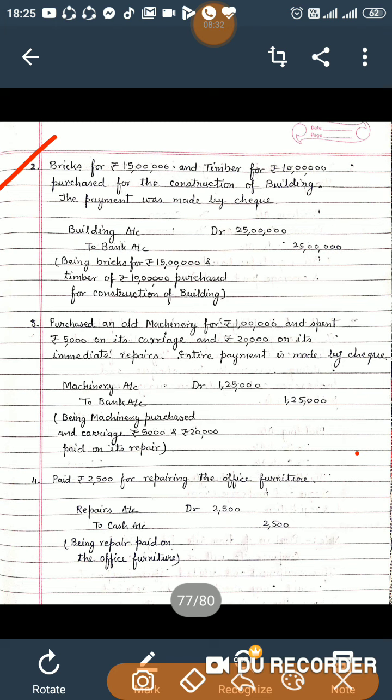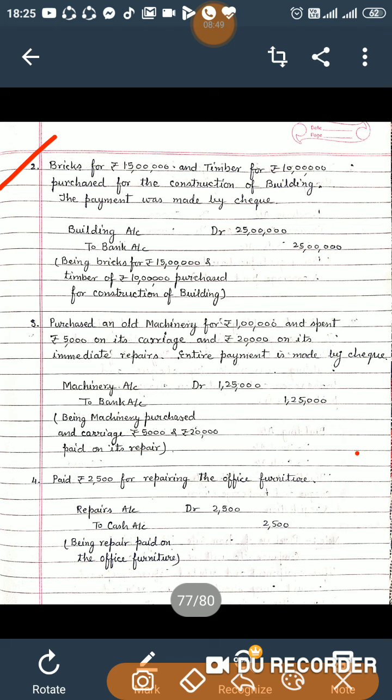Any expenses incurred on construction of a building should be debited to building account. That becomes the cost of building. They are treated as a capital expenditure and they should be added to the asset account. They should be debited to asset account.